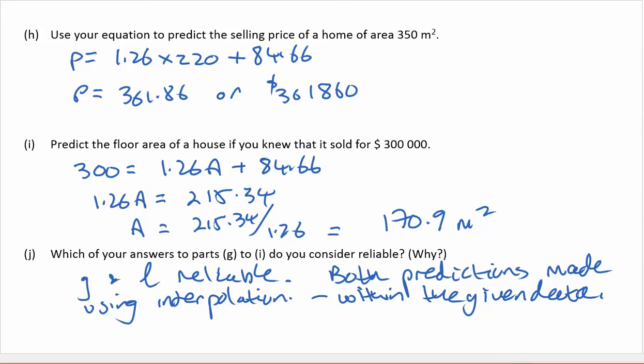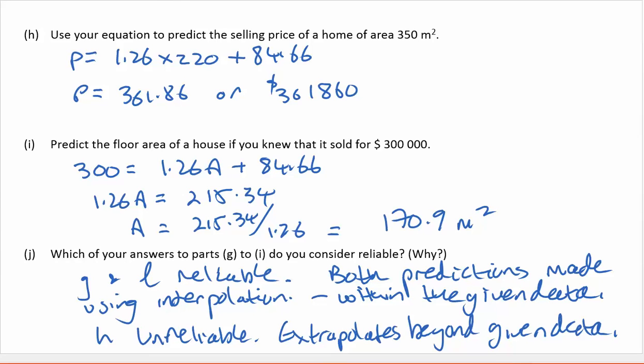Now, in the case of H, we've got an unreliable prediction there because we don't have within our given data the 350 metres squared prediction. So we'll record something along the following lines. It extrapolates beyond the given data. Any extrapolation prediction is unreliable, even if it's just a very, very small advance on the independent or the dependent variable.